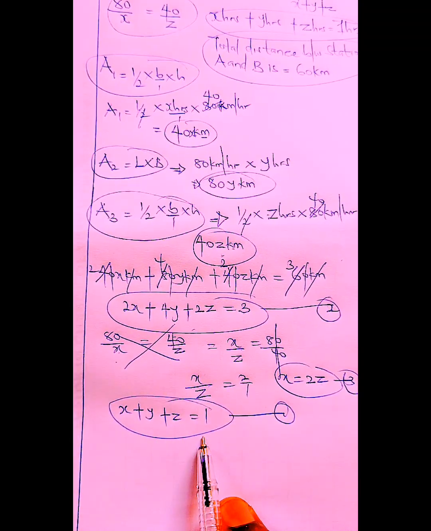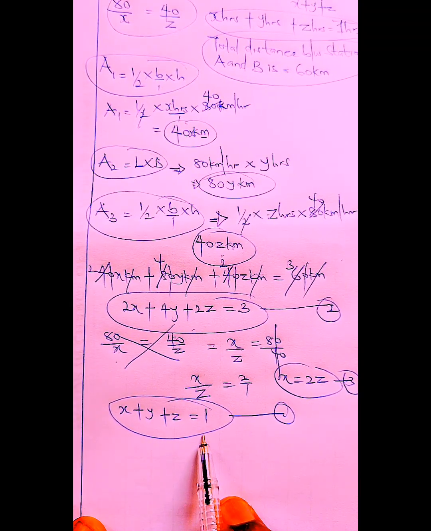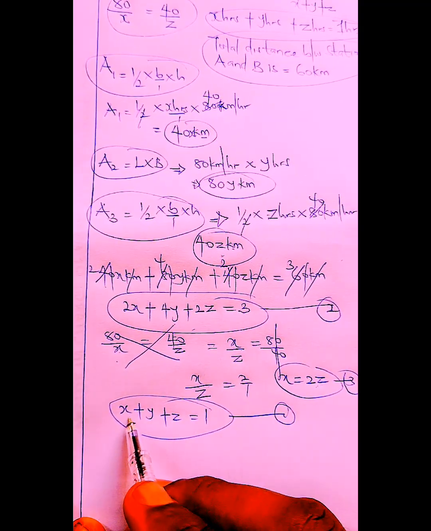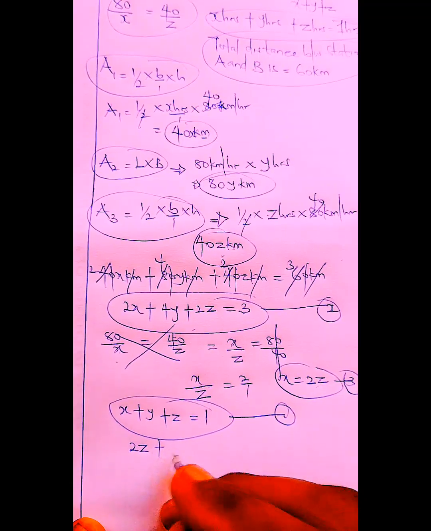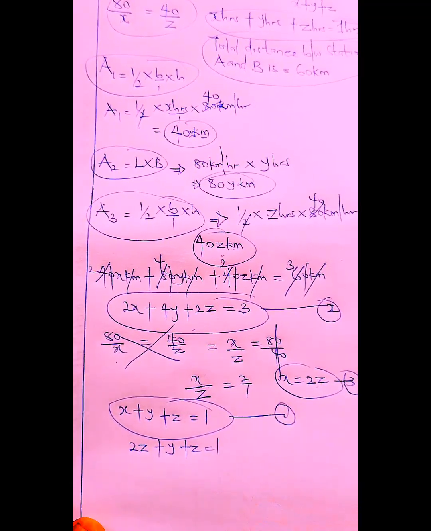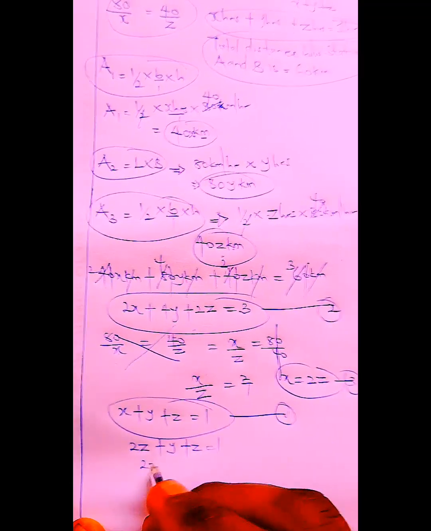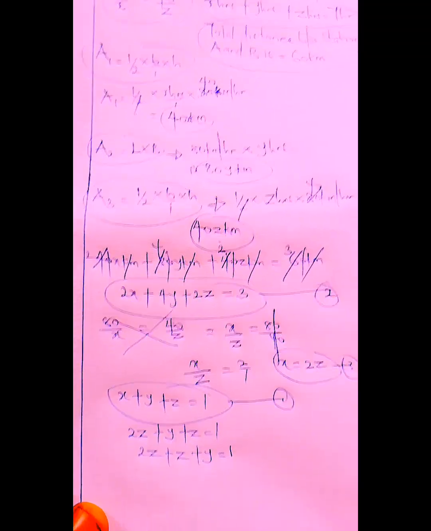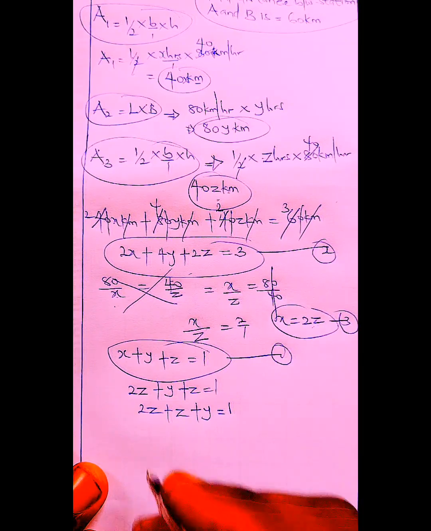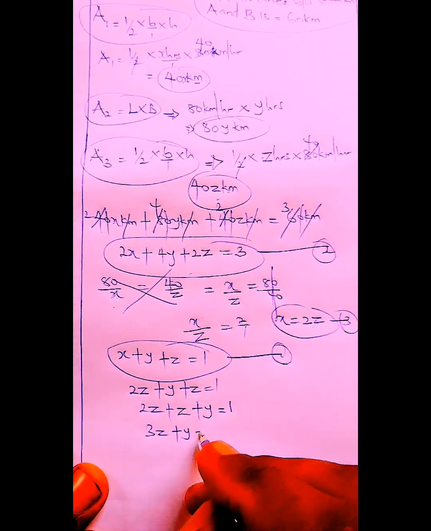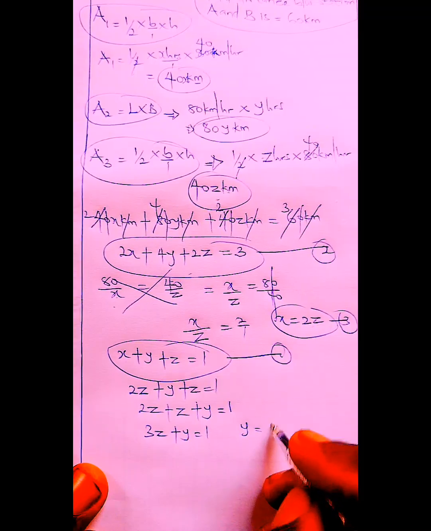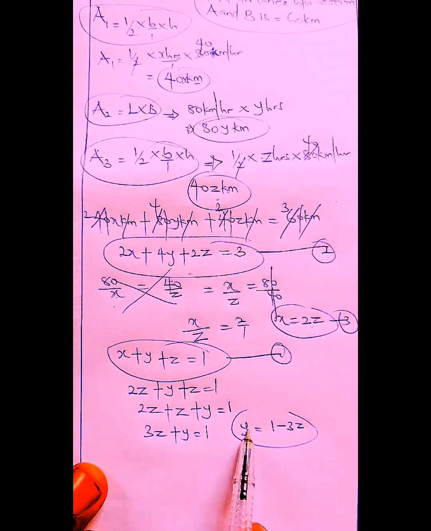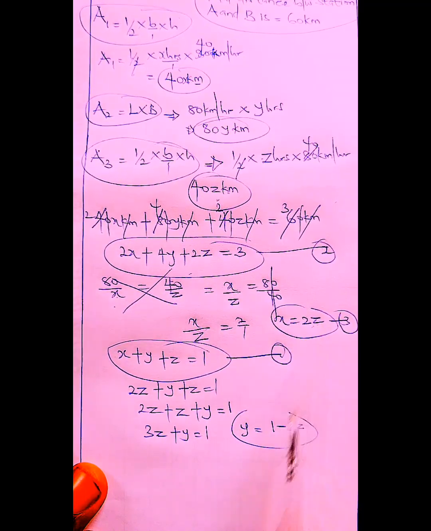If x is equal to 2z, it's very simple. We're going to use our substitution method to get this solved right away. So x is 2z, so we can fix it here: 2z plus y plus z equals 1. So 2z plus z plus y equals 1, this is 3z plus y equals 1. So y is the same thing as 1 minus 3z. We've got our y, which is 1 minus 3z, and our x is 2z.